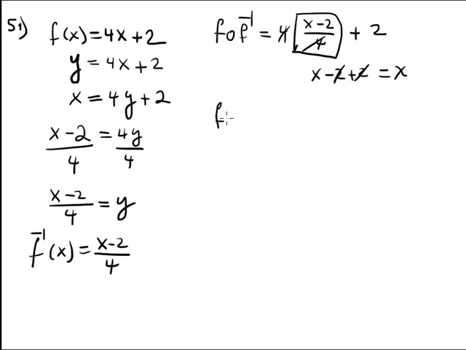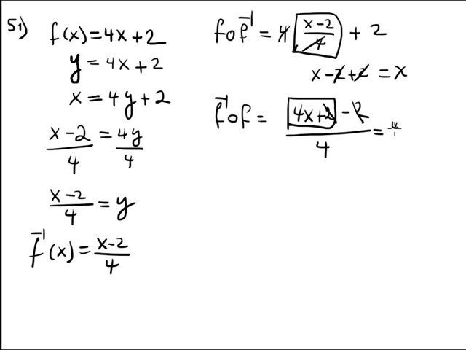And likewise, f inverse composition f is the box minus 2 over 4. And inside the box we have 4x plus 2. Cancel out 2 and 2, we have 4x over 4. Cancel out the 4, it is x. Super. Now let's do the graph.